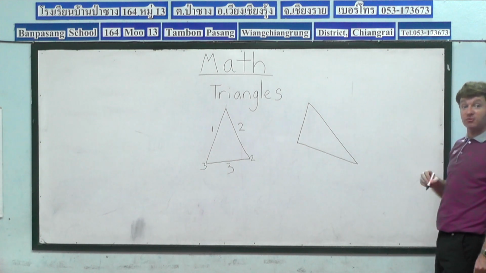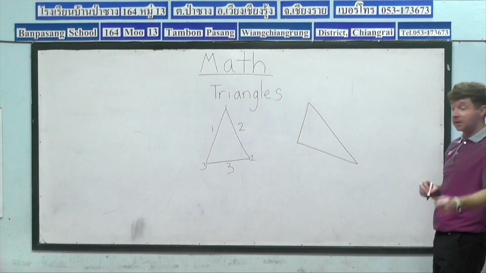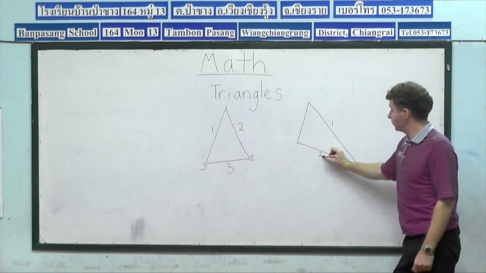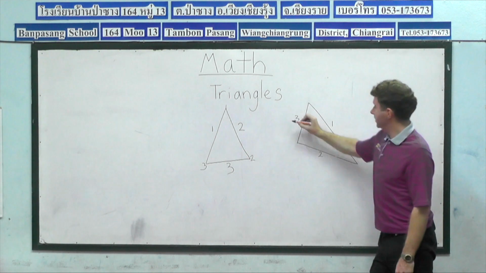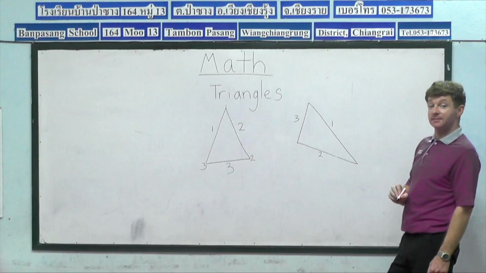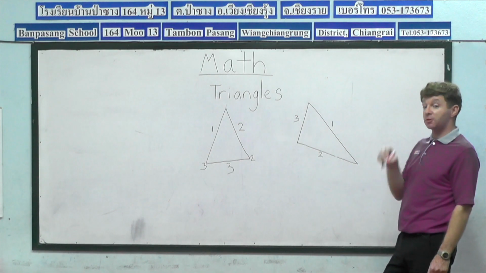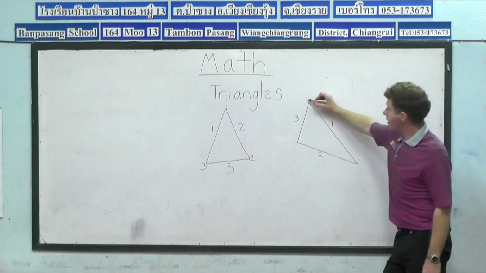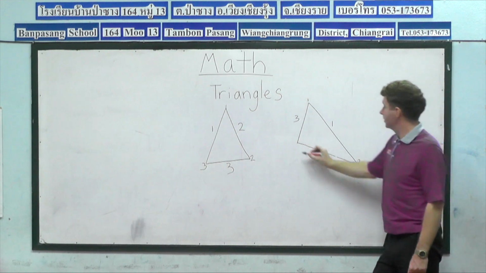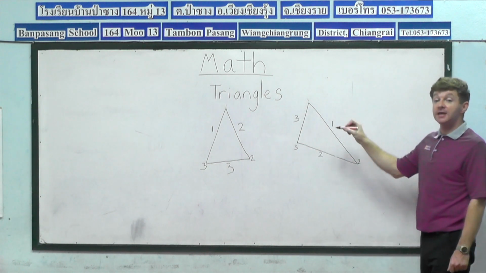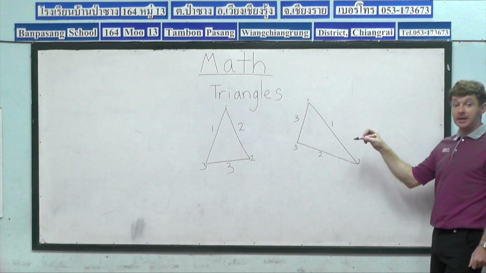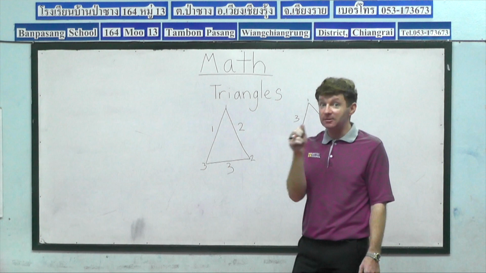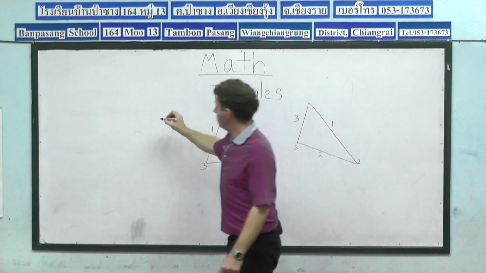Even though it's a different shape, it's still a triangle, because what we do, we count the sides. 1, 2, 3. How many sides? 3. So if a shape has 3 sides, how many corners will it have? 3. 1, 2, 3. So you can see whatever the size or the shape, if it has 3 sides and 3 corners, it's a triangle. But how about this shape?